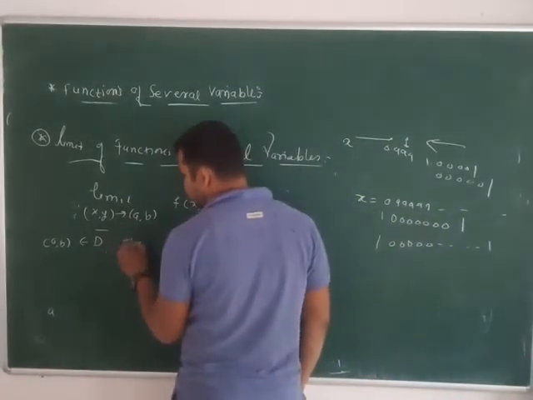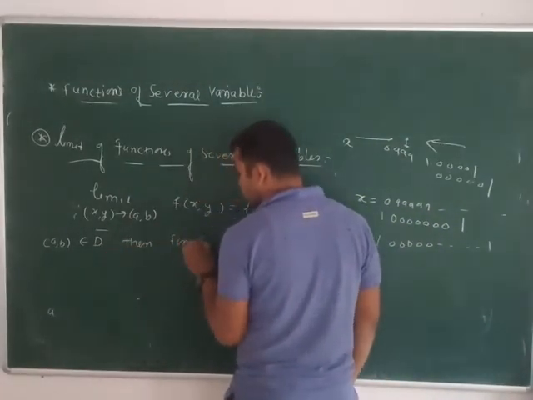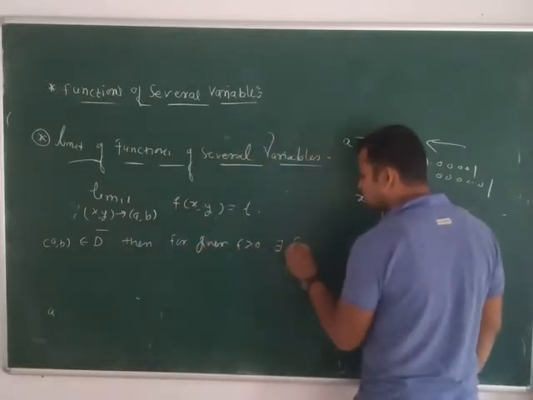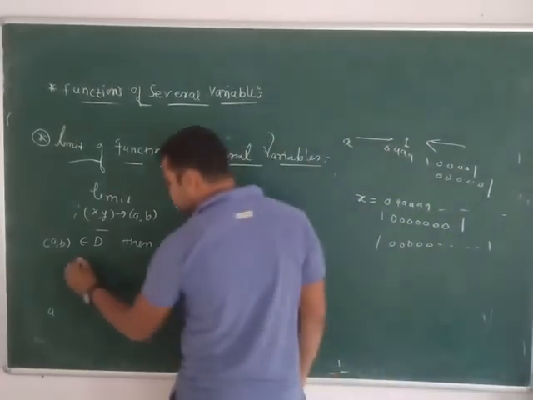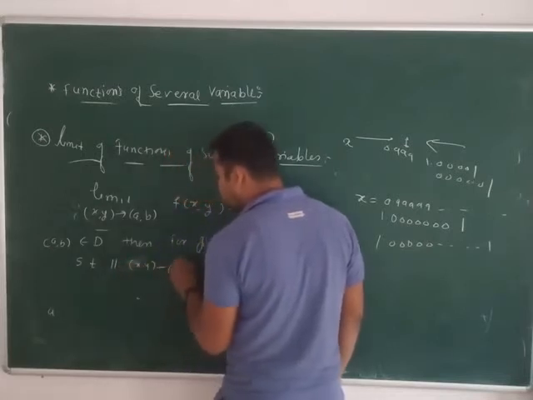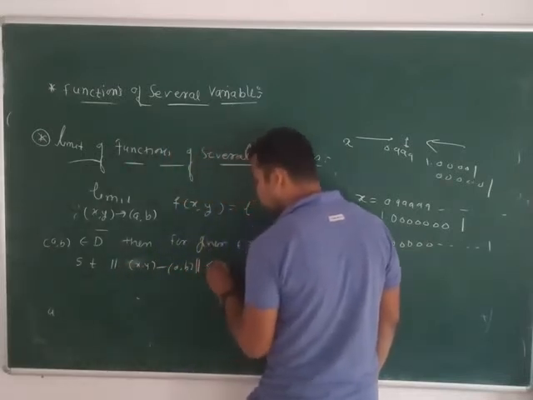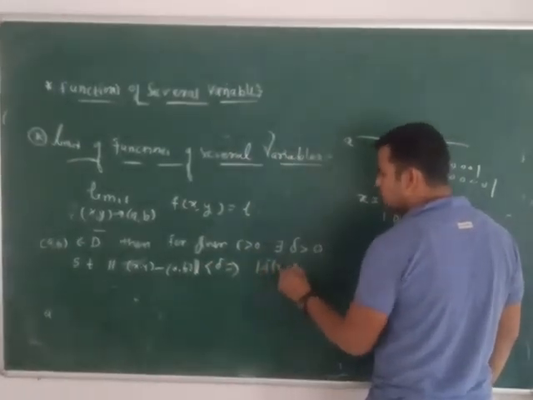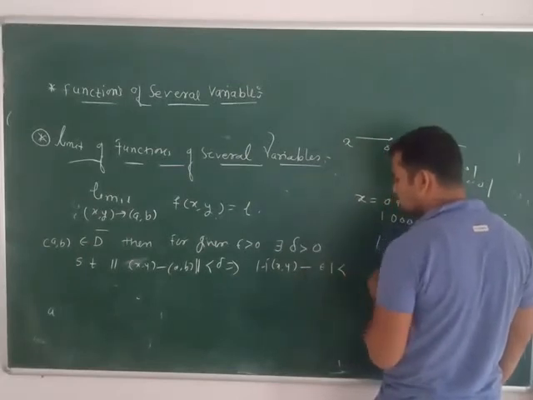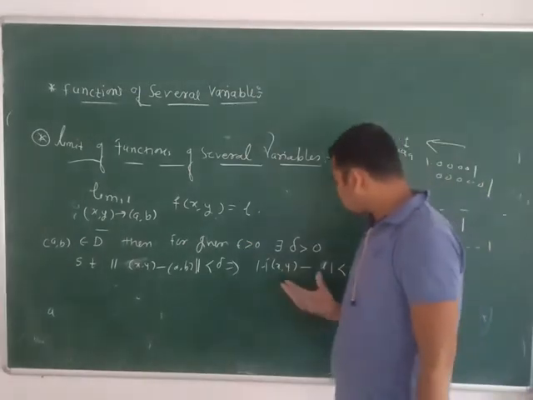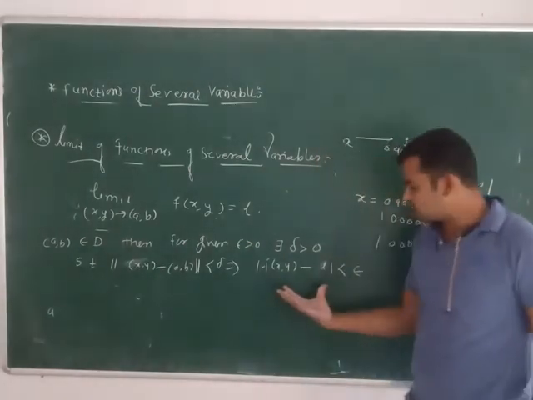Then, for given epsilon greater than 0, there exists delta greater than 0 such that the norm of the ordered pair (x, y) minus the ordered pair (a, b) is less than delta. Whenever this is less than delta, we have the modulus of f(x, y) minus l is less than epsilon. So here, nothing but the difference.